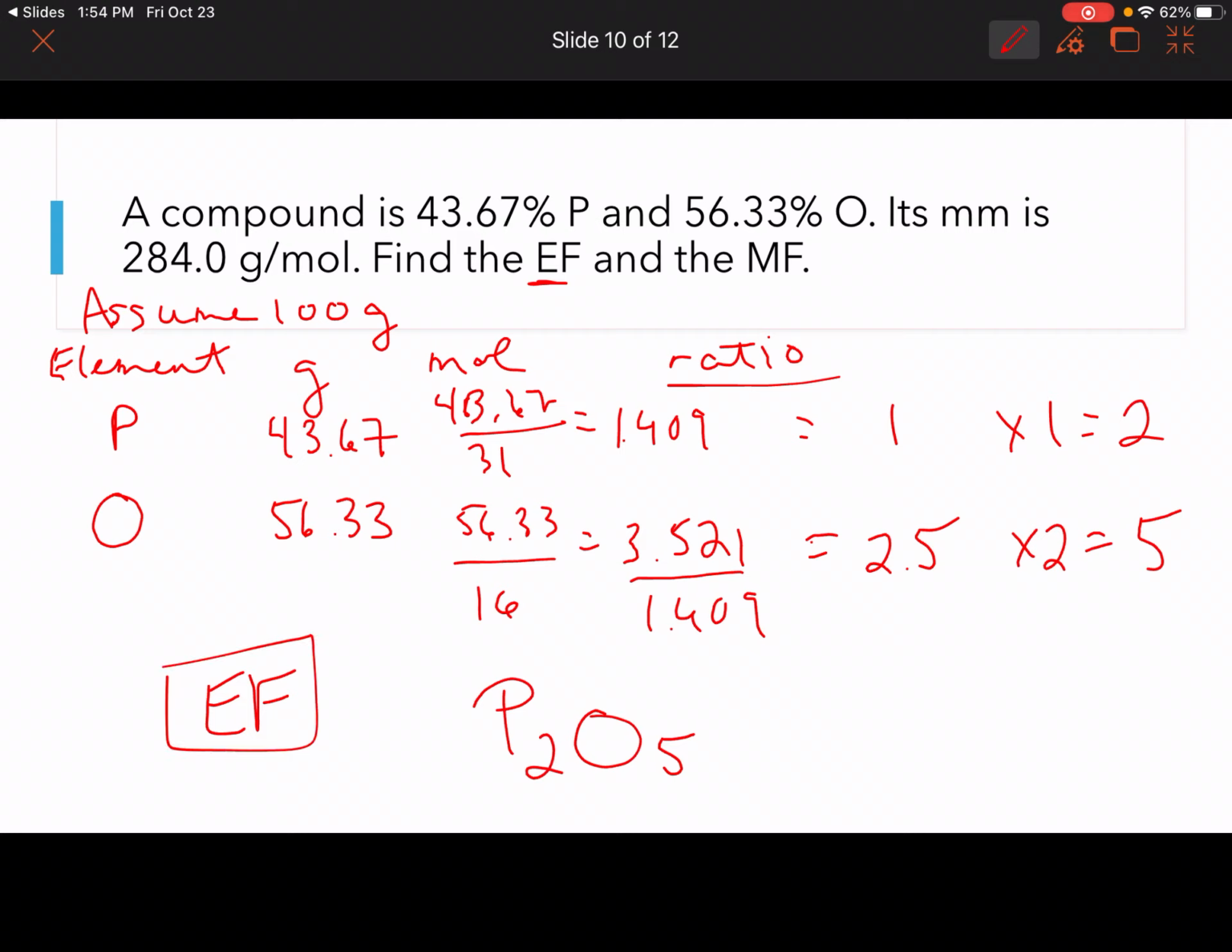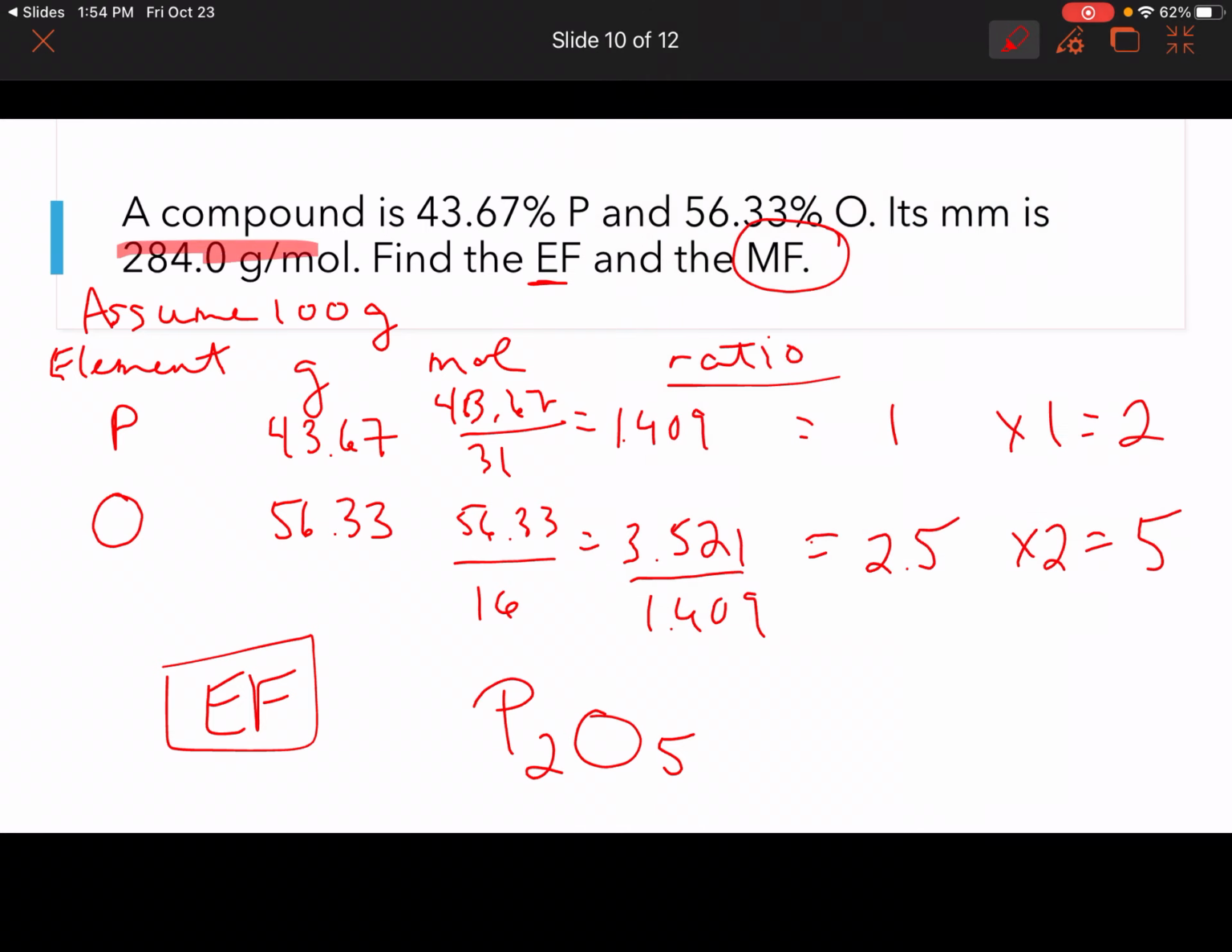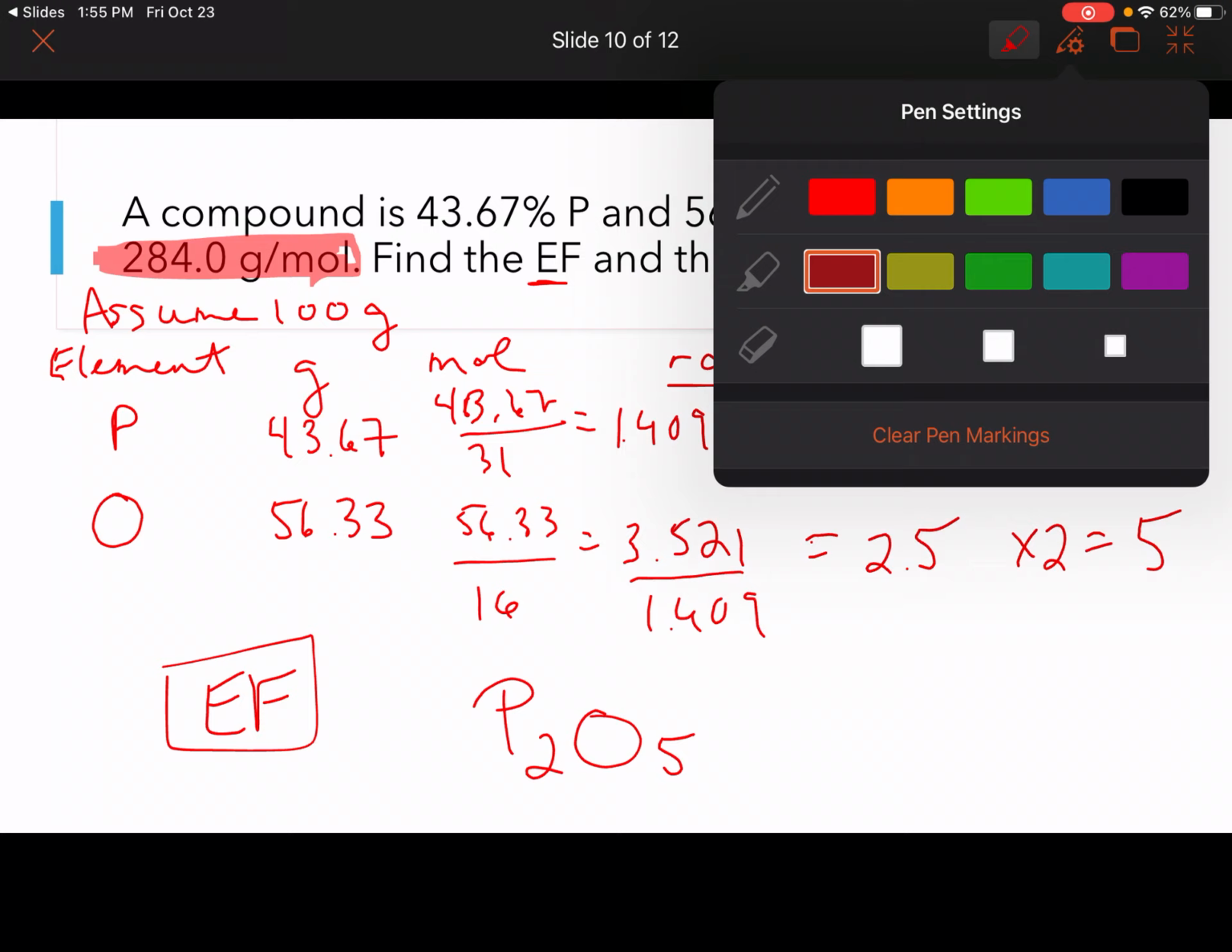Now, you're not done for this question because now it asks you to find the molecular formula. Now remember, you've been given the mass. I'm just going to highlight it here. So this is the mass, right, of the molecular formula. So we're going to use that to find the molecular formula because we've got the empirical formula, so we can tell how those are related by looking at the mass. So I'm just going to do this on my next slide.